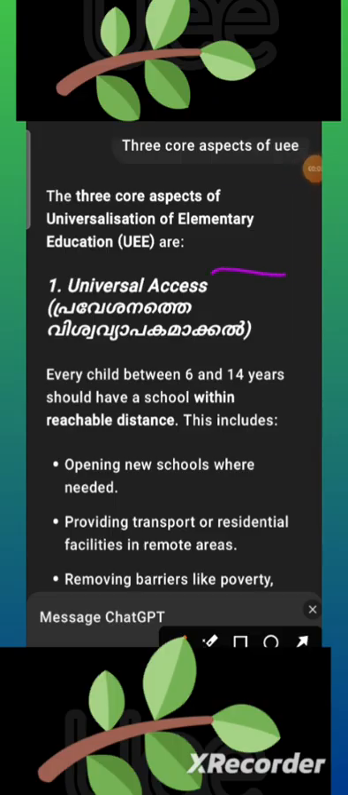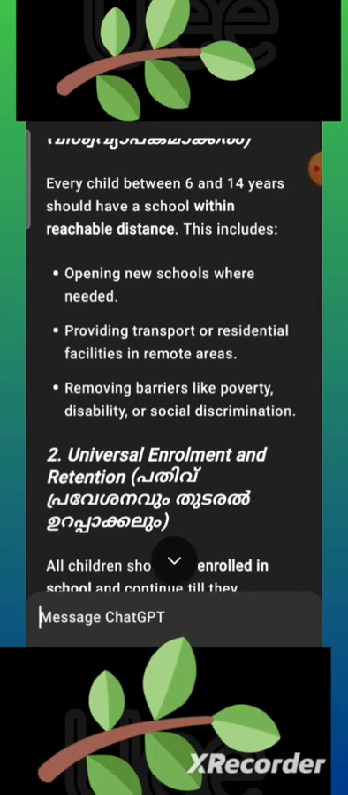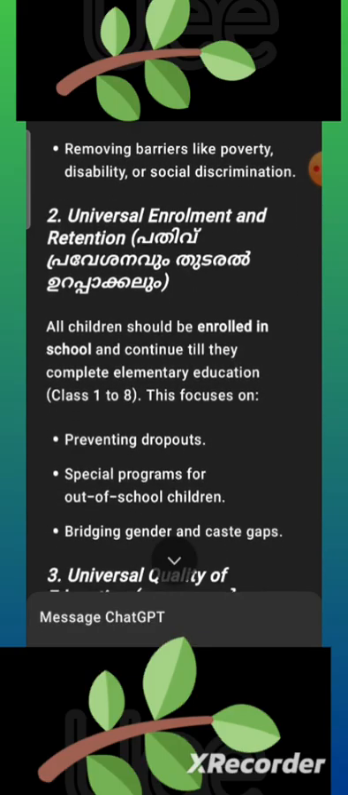Three core aspects of universal elementary education. Universal access. Every child between 6 to 14 years should have a school within reachable distance. This includes opening new schools where needed, providing transport or residential facilities in remote areas, removing barriers like poverty, disability, or social discrimination. Universal enrollment and retention.